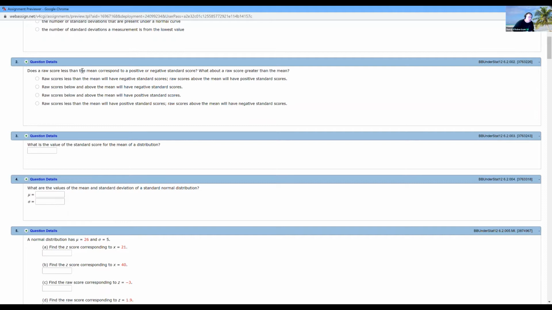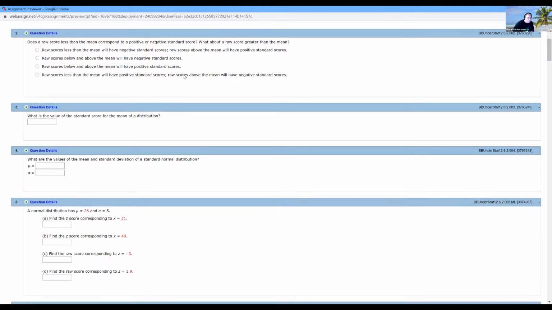Does a raw score less than the mean correspond to a positive or negative standard score? So it's negative, and if they are bigger than the mean, positive. Do you see these are very quick? Pick the dot and off you go.